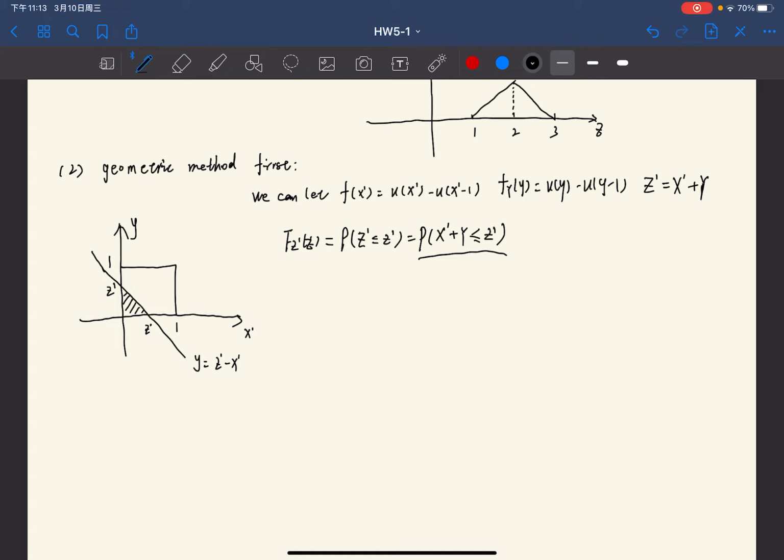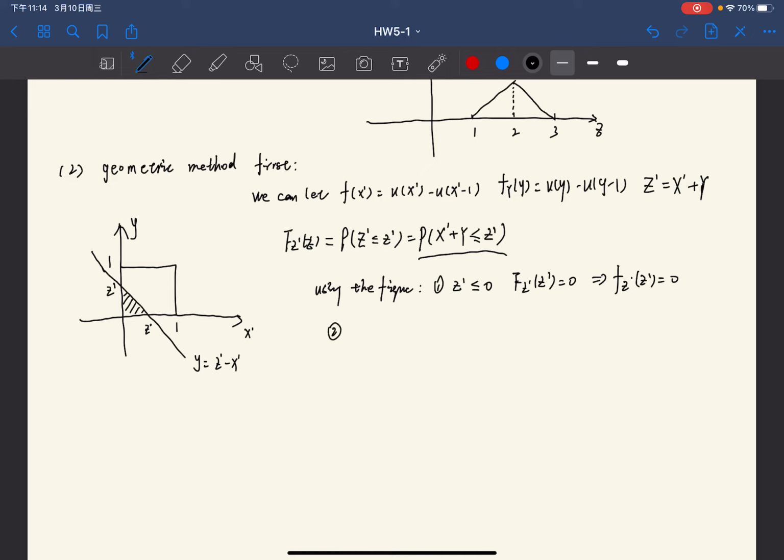And using the figure, first, when z prime is smaller or equal to 0, it is obvious that in this circumstance the probability distribution function of z prime should equal 0, and so the probability density function f z prime should equal 0.